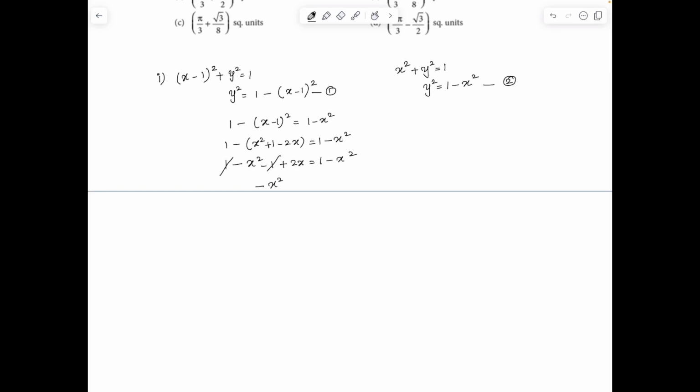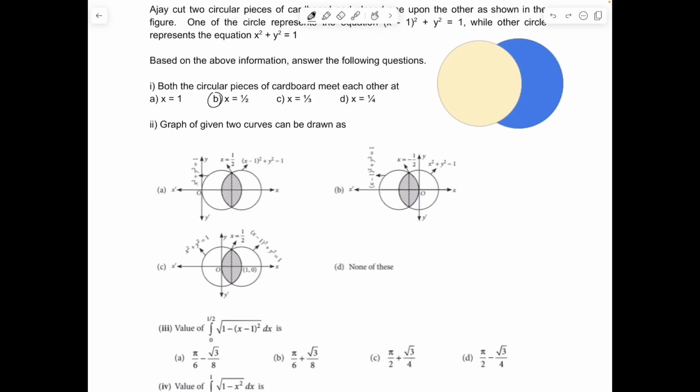Minus x square plus 2x is equal to 1 minus x square. The x square on the right hand side and the left hand side can be cancelled. 2x is equal to 1 and x equal to 1 by 2. The answer is option B.